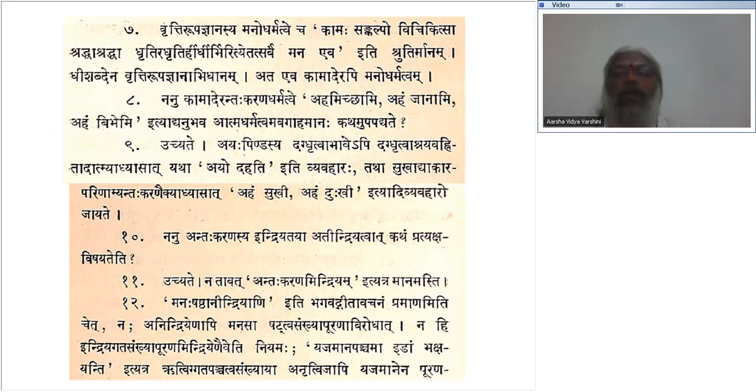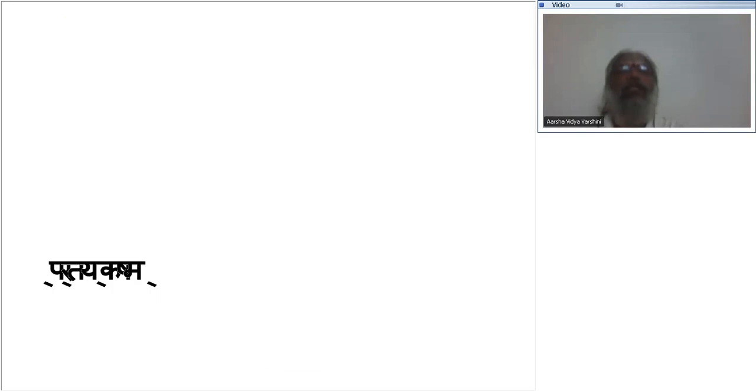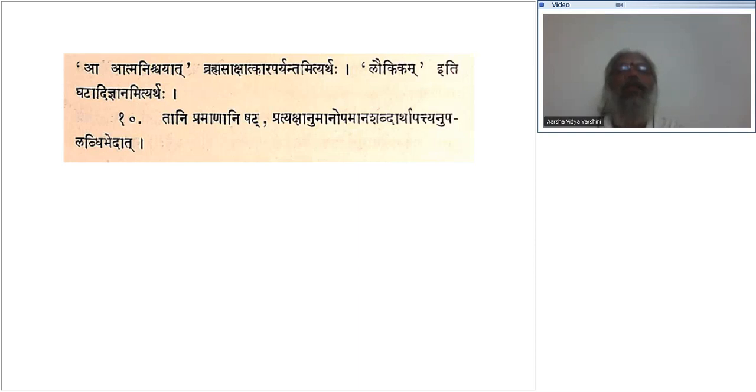Last week we were looking at the 6 pramanas, right? Tani pramanani shat. The Vedantins, we accept 6 pramanas. What are those 6 pramanas? Pratyaksha, Anumana, Upamana, Shabda, Arthapatti, Anupalabdhi. Like this, 6 means of knowledge we accept.